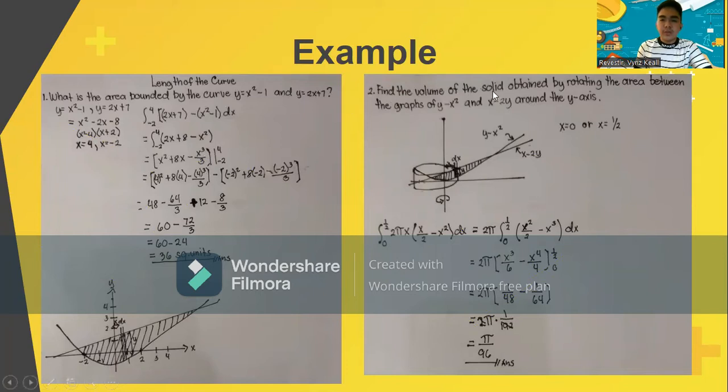Number two, find the volume of the solid obtained by rotating the area between the graphs of y equals x squared and the graphs of y minus x squared and x minus 2y around the y-axis. These are the points, and these are the solutions that we're going to discuss at the end of the video.